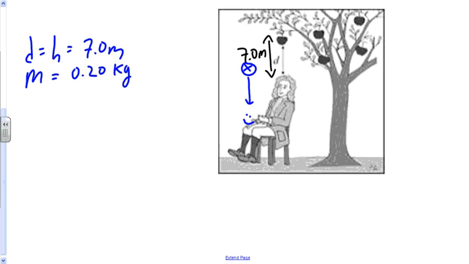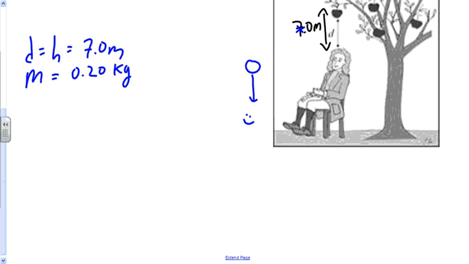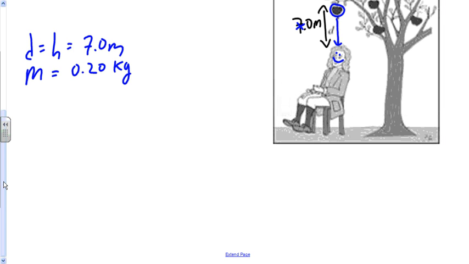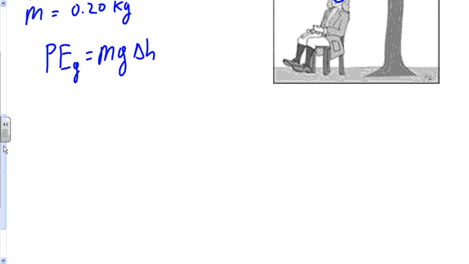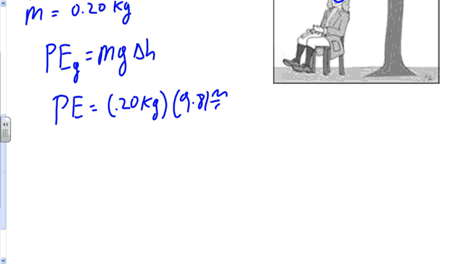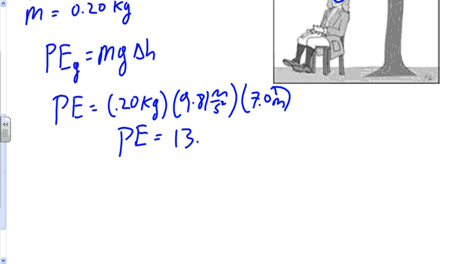Okay, so what we first want to know is the potential energy of it. So we're going to use our potential energy equation, PE for the gravitational, equals mg times the change in height. So I'm going to use delta h, but you guys just know it as h in class. So our PE, potential energy, equals 0.20 kilograms times gravity, 9.81 meters per second squared, times the change in height, and so it falls 7.0 meters. So we get our PE equals 13.7 joules.